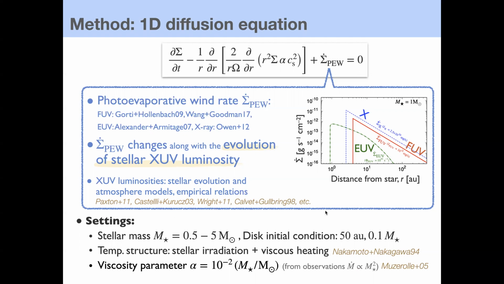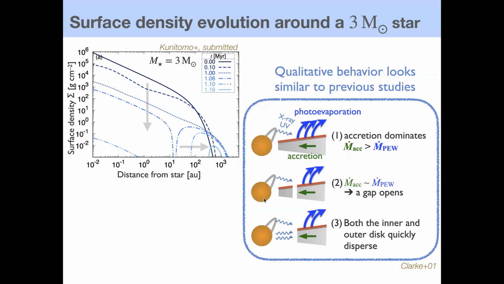So let's move on to the results. This figure shows the disk evolution around 3 solar mass stars in the radius-surface density diagram. In this plot, the evolution looks similar to previous studies. First, accretion dominates and the surface density decreases with time. And once the accretion rate decreases down to the photoevaporation rate, a gap opens here. And then both the inner disk and outer disk disperse rapidly.